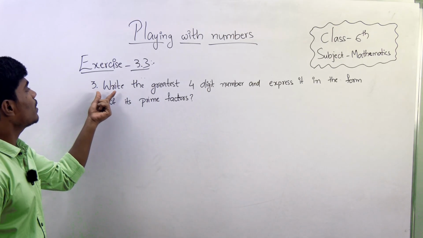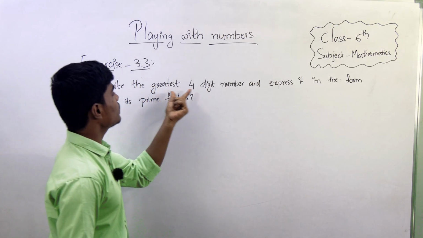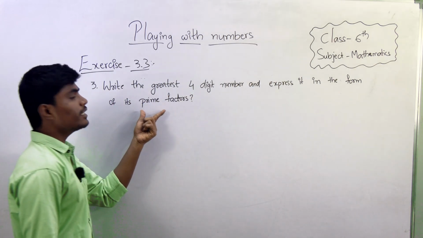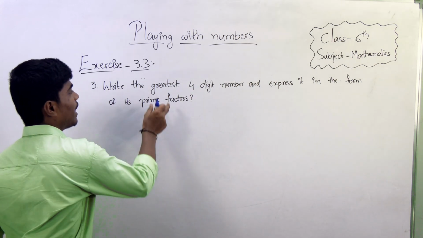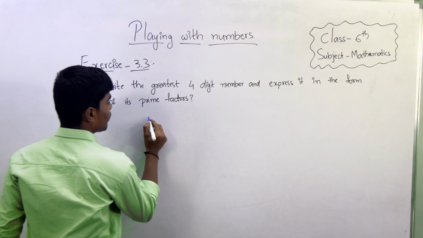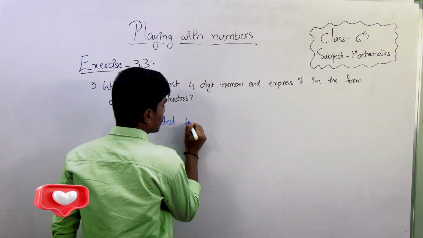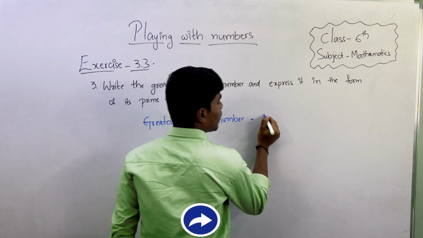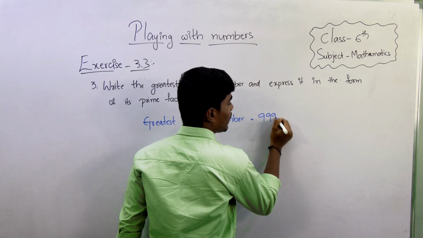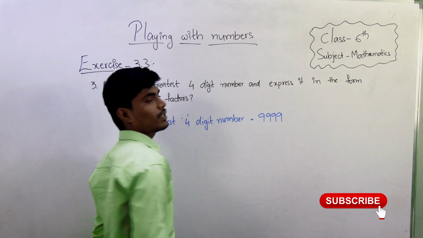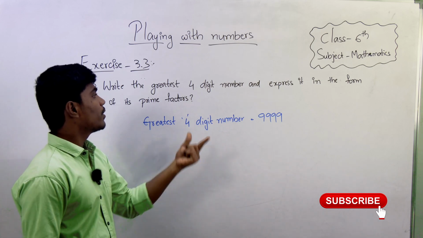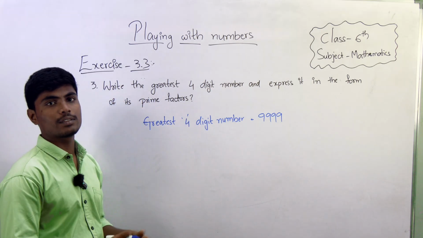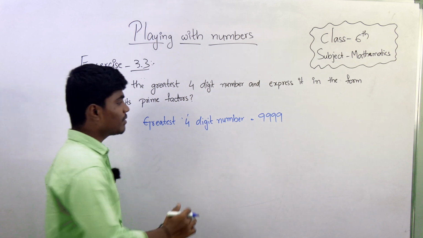Now in the third one, write the greatest 4-digit number and express it in the form of its prime factors. First we have to write the greatest 4-digit number. The greatest 4-digit number is 9999. Now we have to express this in the form of prime factors, so we use the division method.